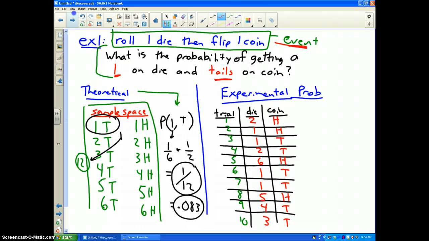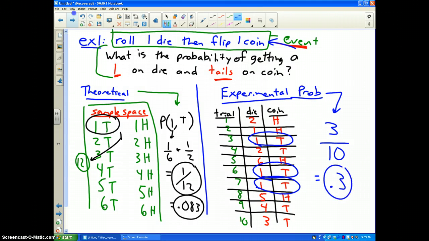Well, what is our experimental probability? Well, first of all, we did 10 trials. That is the bottom number. How many times did we get the desired event? Well, 1, 2, 3. So our experimental probability, what did happen, was 3 out of 10, which is equal to 0.3 as a decimal, 30%. And that is the difference between the two probabilities.